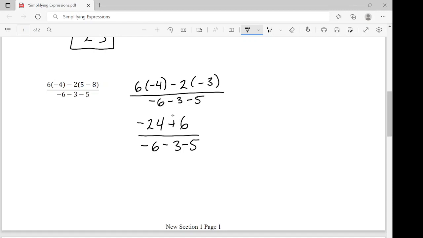Now we can add the top two numbers, -24 and positive 6, and that is going to give us a -18, and then -6 minus 3 minus 5 is going to give us a -14. And since these are both negative, our answer is going to be positive. And since they're both even, I can divide them both by 2. So I'm going to get a positive 9/7 as my expression simplified.